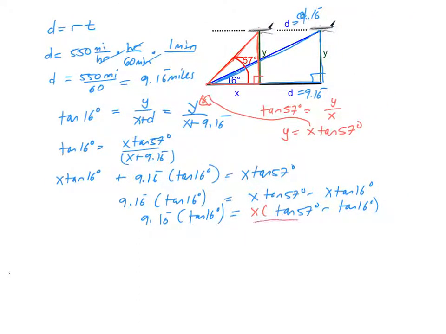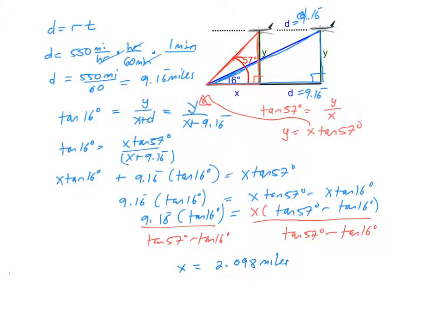So let me do that. Tangent 57 degrees minus tangent 16 degrees. And then if you enter that into your calculator, you will find that x is equal to 2.098 miles.